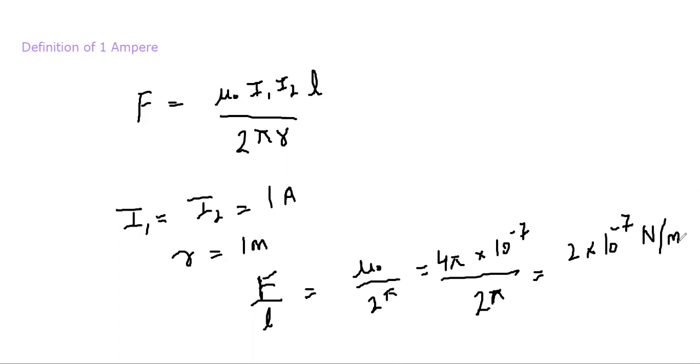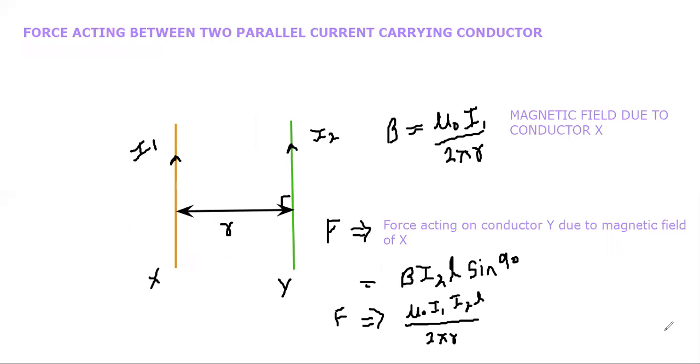So how do you define 1 ampere now? See how you will define it. 1 ampere is a current which, when it flows in two parallel conductors separated by 1 meter, produces a force per unit length of 2 multiplied by 10 to the power minus 7 Newton per meter. I will repeat again how you are going to define 1 ampere. 1 ampere is the current which, when it flows in two parallel conductors placed 1 meter apart, produces a force per unit length of 2 multiplied by 10 to the power minus 7 Newton per meter. So this is the topic which is in combination with this only.